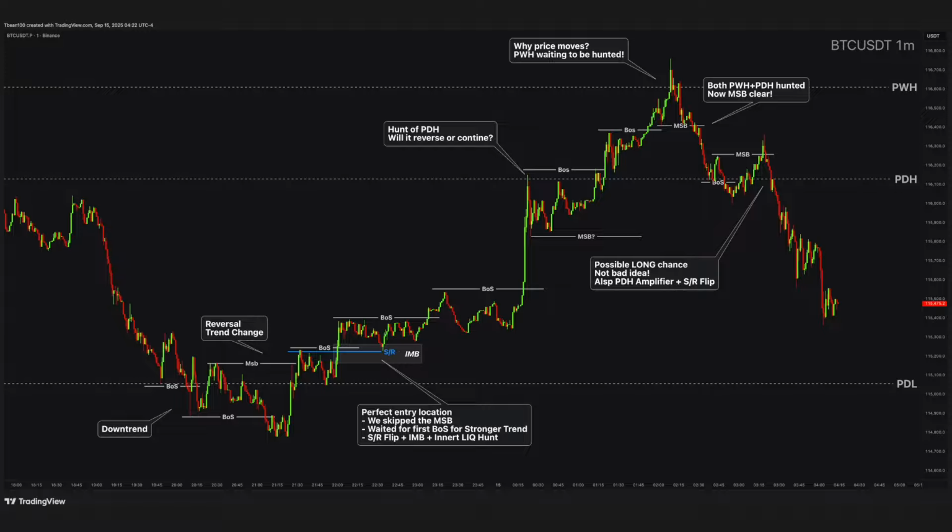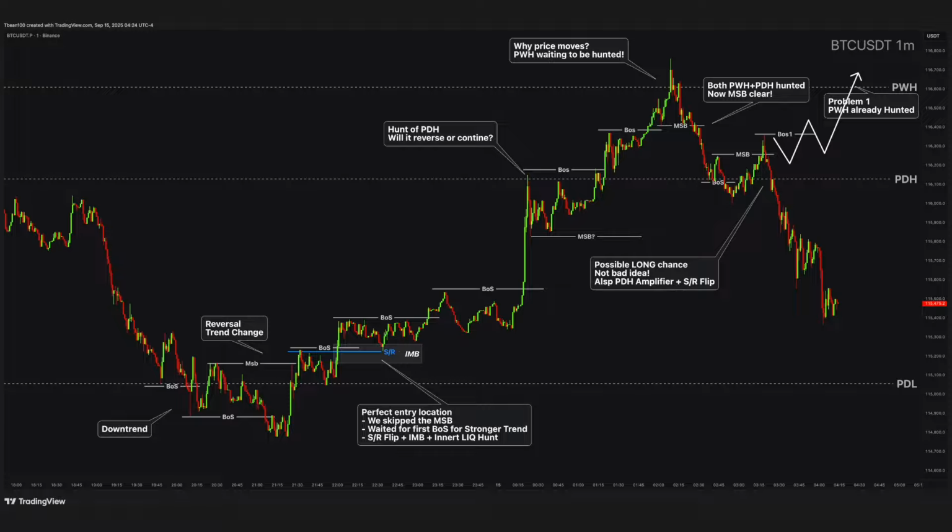It's not a bad idea because the PDH, the previous day high, acts almost like a strong amplifier for the move. But in these trades, there is one issue. The PWH, or the previous week's high, has already been hunted. Because of that, our upside targets are now much more limited.